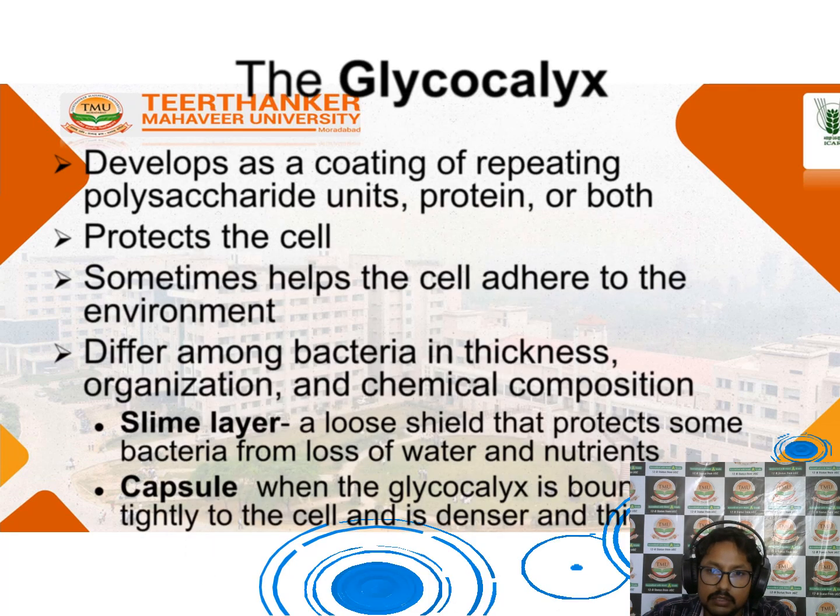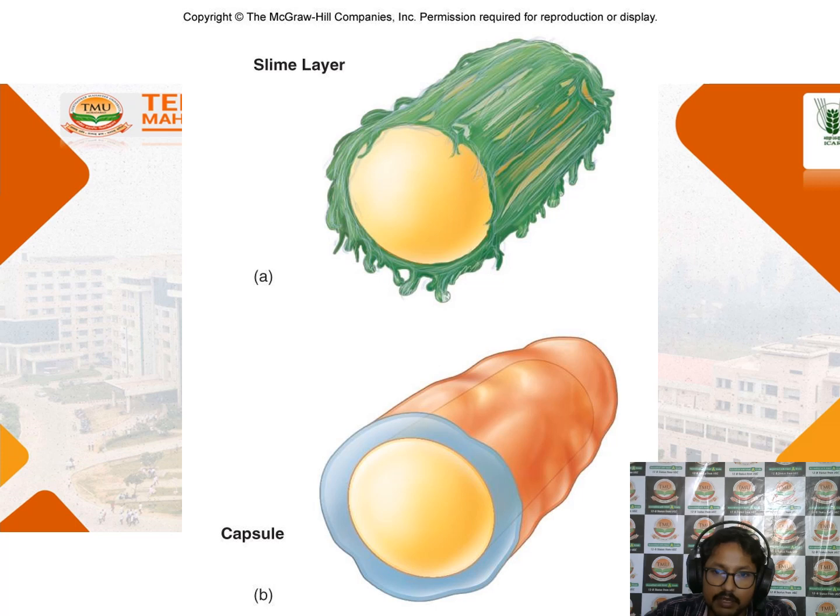As I already told, the glycocalyx is made up of polysaccharide. It protects the cell from dehydration, and also from bacteriophages, and it protects against the loss of water and nutrients. You can see the slime layer is a loose shield, while the capsule is a tightly bound, compact structure around the cell.